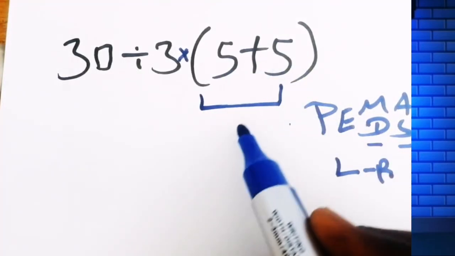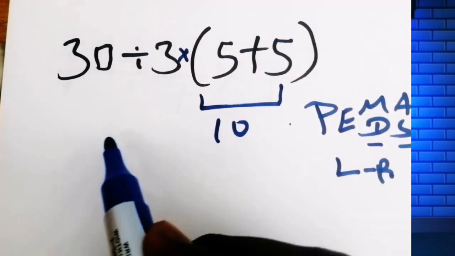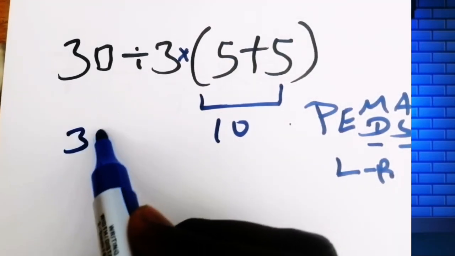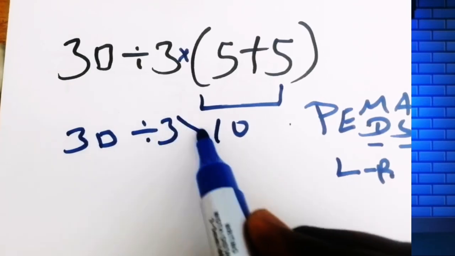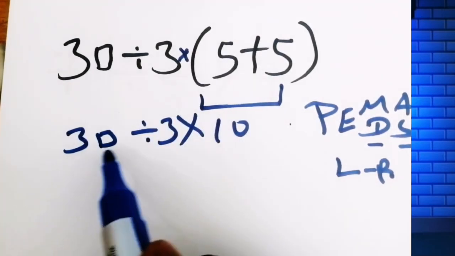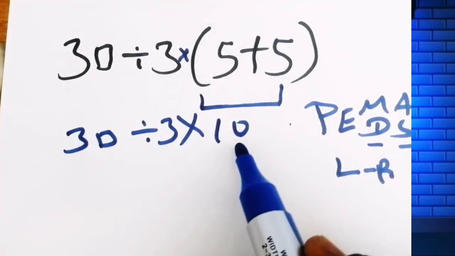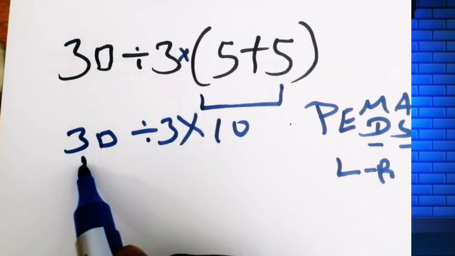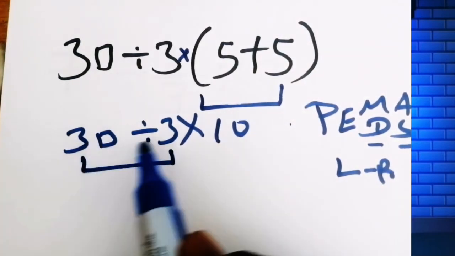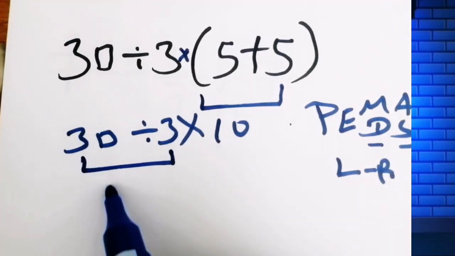Okay, 5 plus 5, it gives us 10, then 13 divided by 3, then times 10. Okay, here's one division and one multiplication. Remember that according to PEMDAS, multiplication and division has equal priority, work from left to right. Therefore first we have to do this division, 30 divided by 3 which gives us 10.